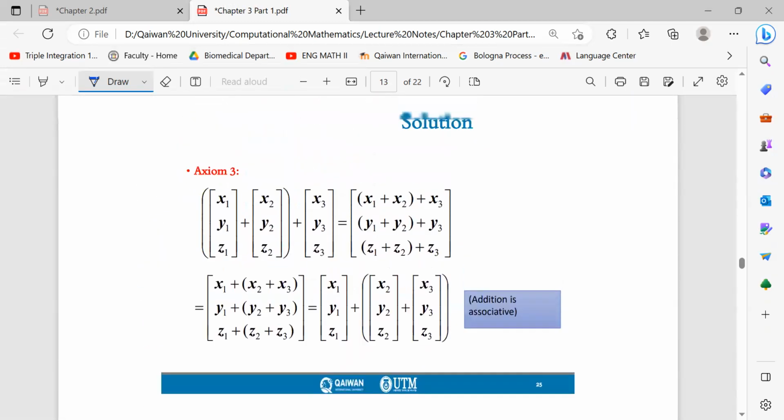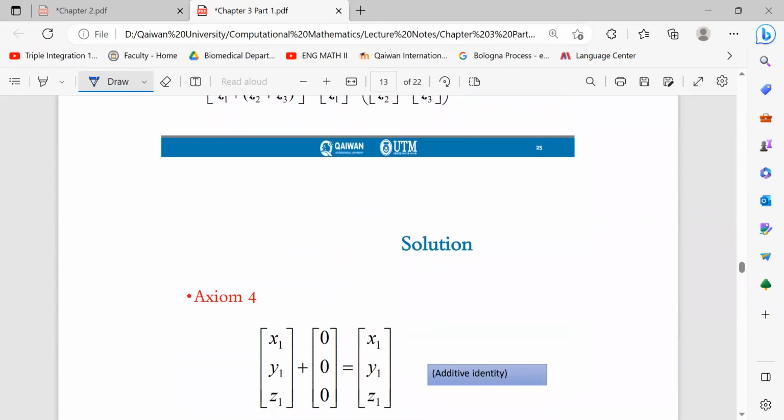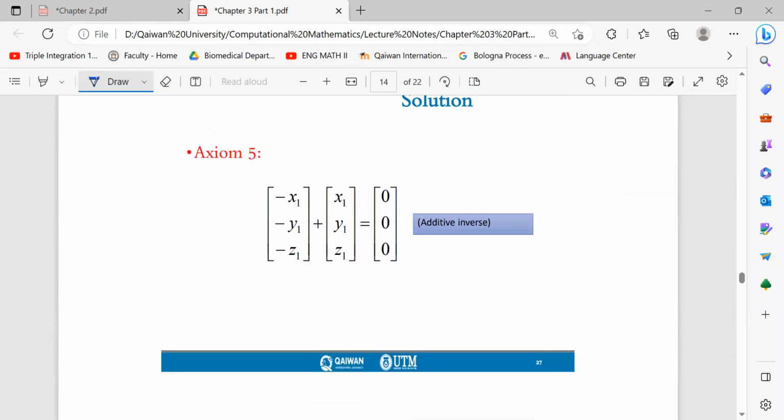For the third one, it's associative. It's easy. It's this. For the fourth axiom, it is just that adding the zero vector to any vector gives the vector itself, and also adding any vector to the same vector with opposite sign, we get zero.